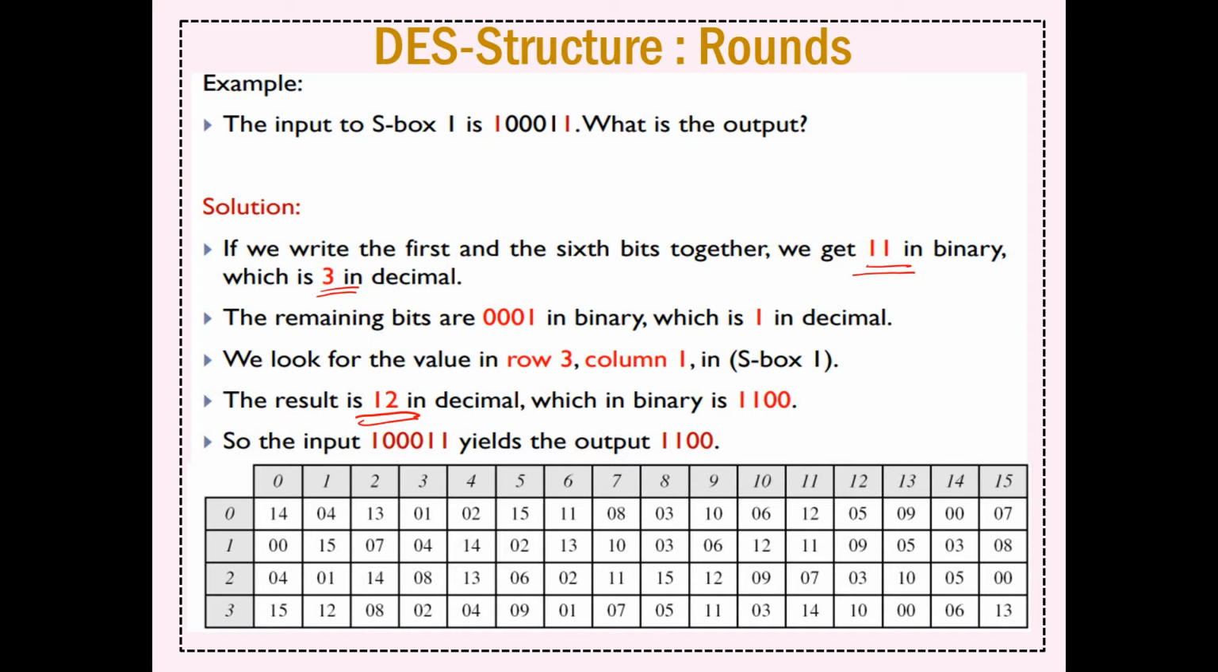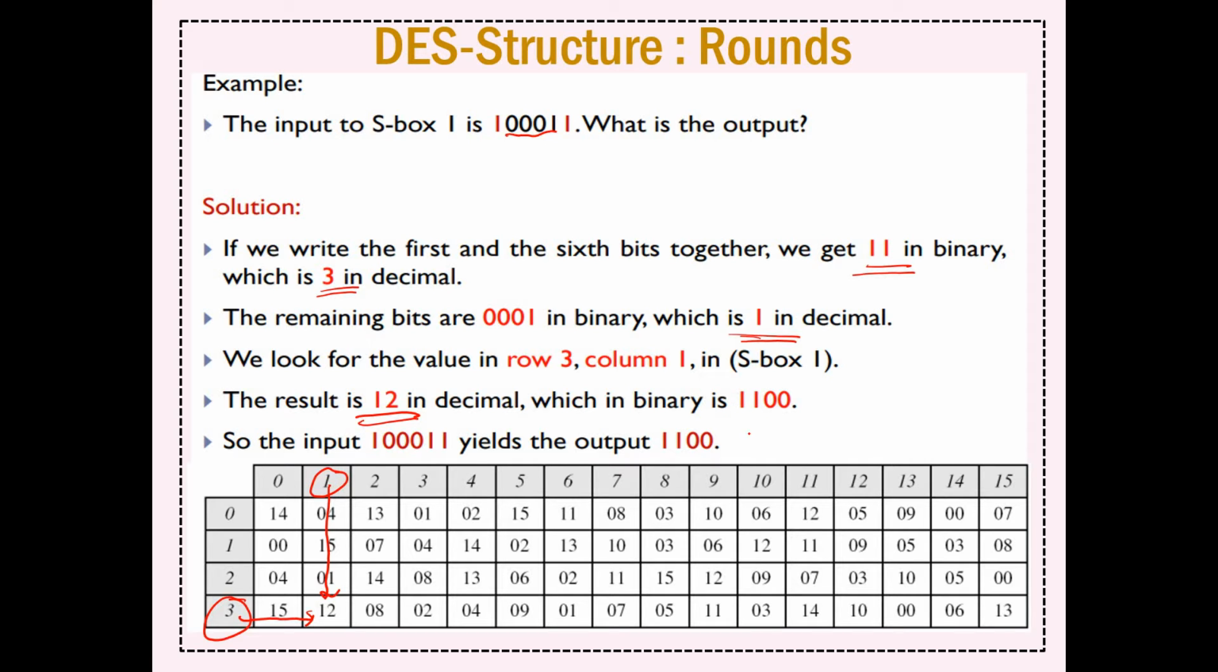Is there any doubt in that? Should I repeat this once again? So in this case the values are 1 1. So basically this is my row, and the in-between elements will be 0 0 1. So 0 1 in decimal value is 1. So basically we are intersecting at some point over here. So this table, if provided to you, you should be able to find out the exact decimal value.